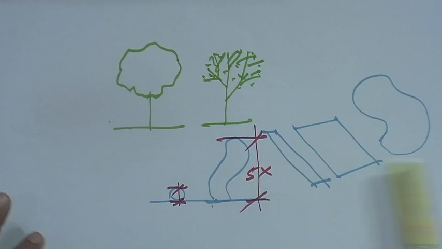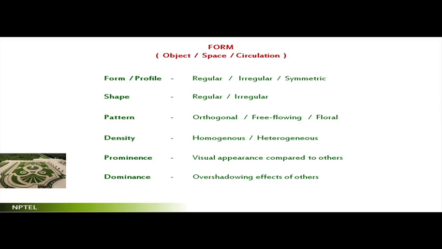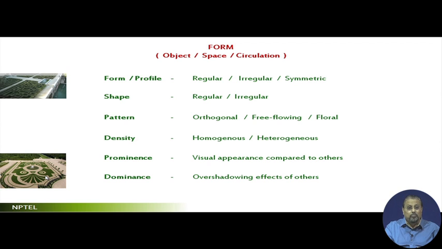Okay. In terms of pattern, orthogonal, free-flowing, floral. If you fall back on these examples, you'll find there are plenty of such. Like, say, this is a pattern. This particular picture which is showing is a pattern which is floral type. Look at this one. This is orthogonal.